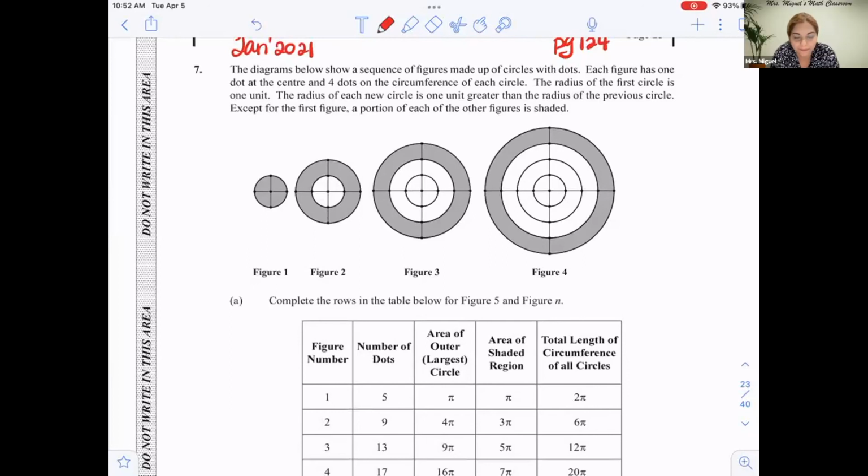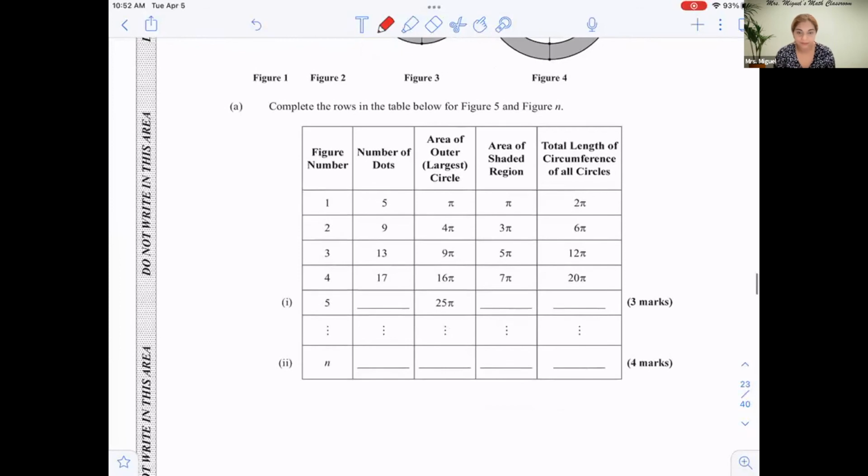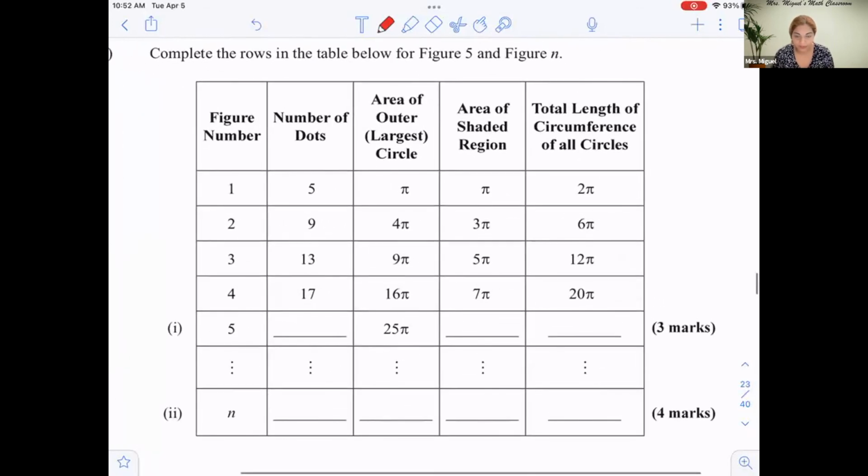Are we ready? Yes, miss. The diagrams below show a sequence of figures made up of circles and dots. Each figure has 1 dot in the center and 4 dots on the circumference of each circle. The radius of the first circle is 1 unit. The radius of the new circle is 1 unit greater than the radius of the previous circle. Except for the first circle, a portion of each of the other figures is shaded. All right, so that was a little plenty, right? Let us look at the table.